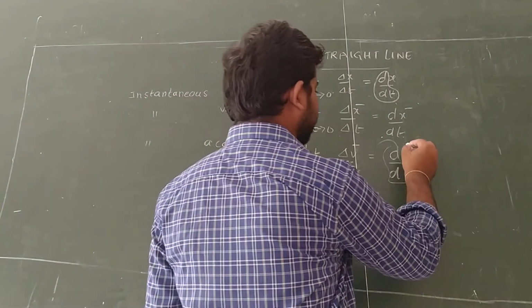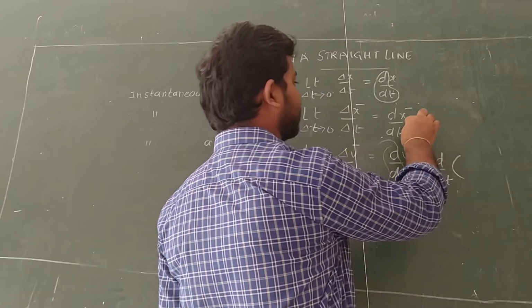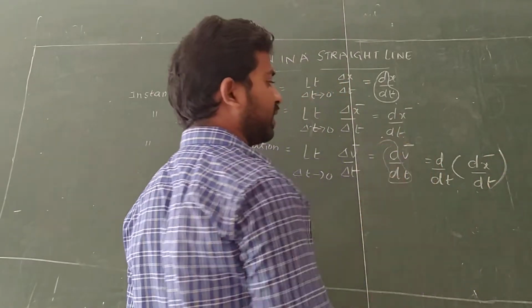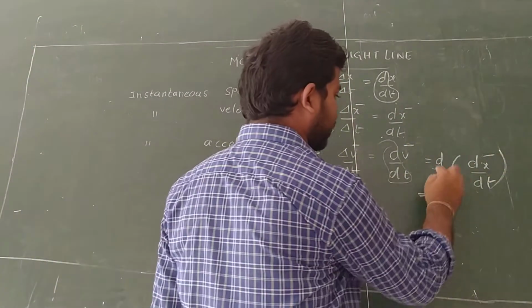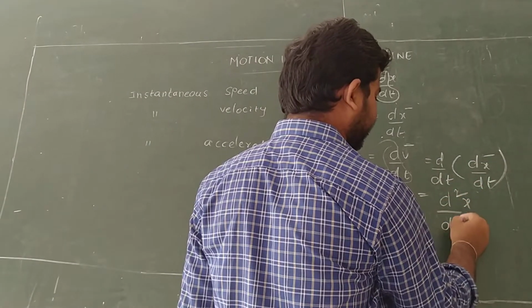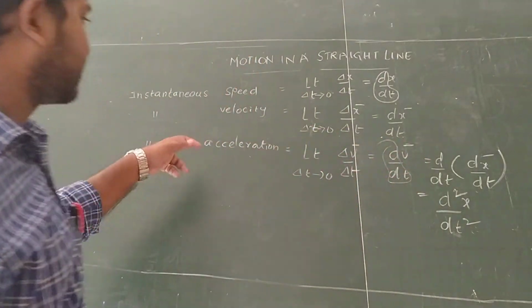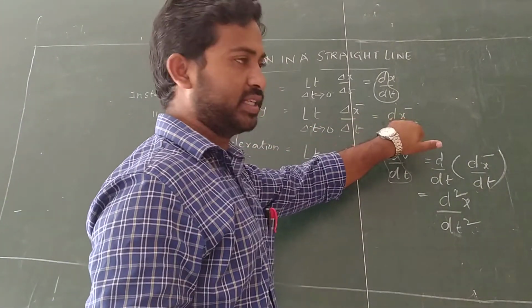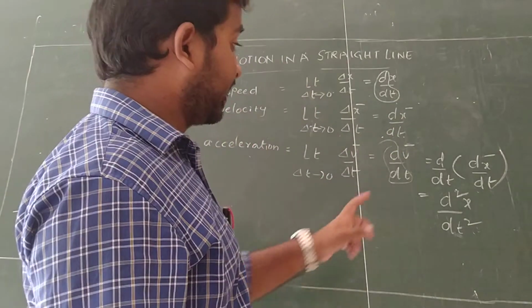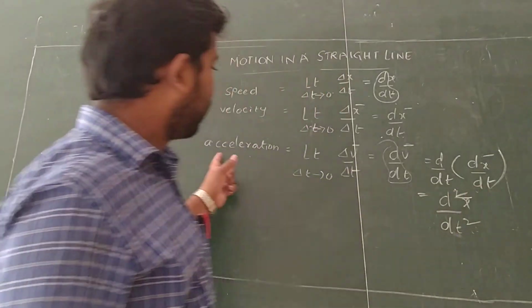We know velocity is dx bar by dt. So acceleration is d by dt of dx bar by dt, which is d square x by dt square. The first order derivative of displacement we call velocity. d by dt means only one order. But the second order derivative of displacement we call acceleration.